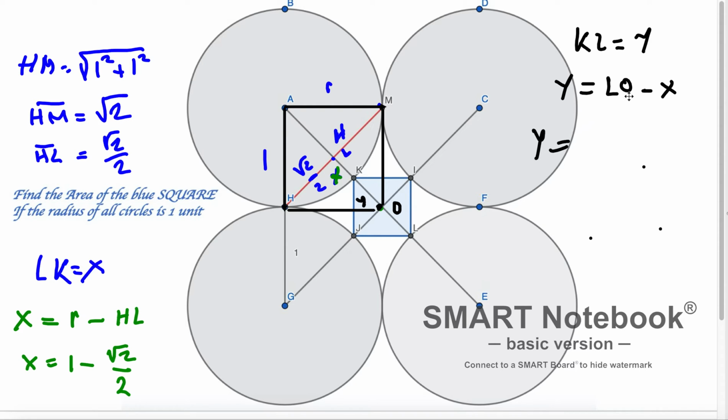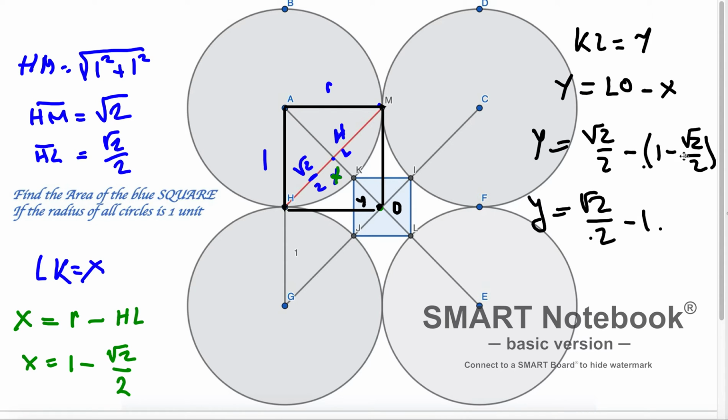But we already know LO is the square root of 2 divided by 2. But what do we know about the X? X we already have here. X is 1 minus square root of 2 divided by 2. Minus 1 minus the square root of 2 divided by 2. If we are distributing a minus inside, Y is going to be square root of 2 divided by 2 minus 1. And negative times negative is positive, square root of 2 divided by 2. Here I have square root of 2 divided by 2, plus square root of 2 divided by 2 is the square root of 2. So Y is going to be equal to the square root of 2 minus 1.